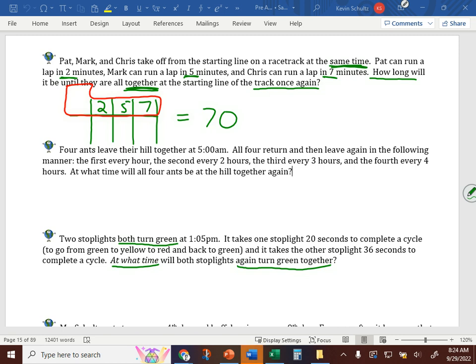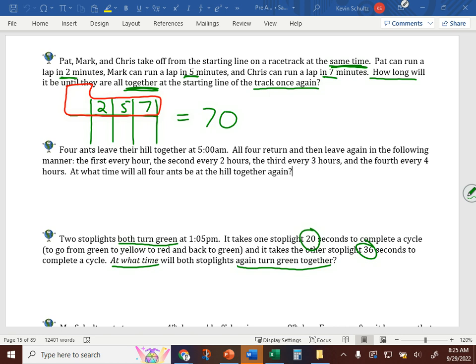What are we finding the least common multiple of? What are the numbers that we're using here? 20 and 36. We don't use the 1:05, right? Because that just tells us when it happens. It's not when it will happen again. But 20 seconds for a cycle, 36 seconds for a cycle.